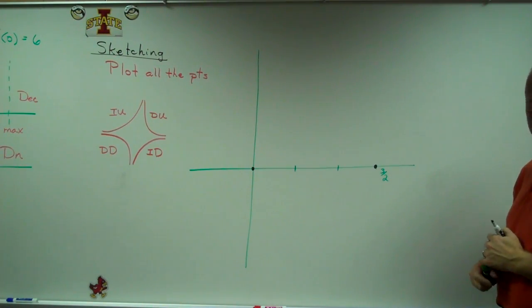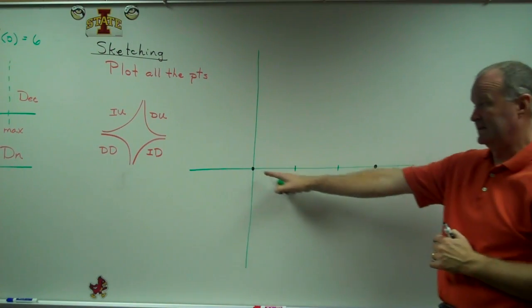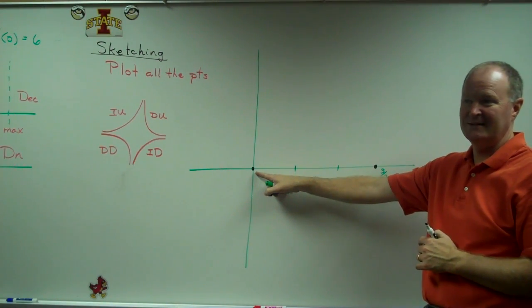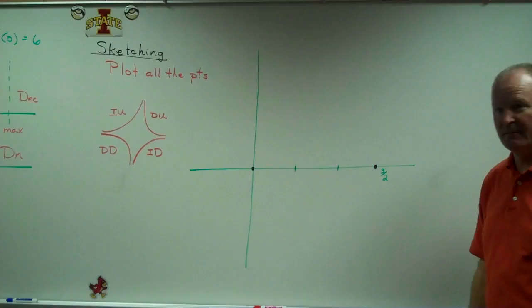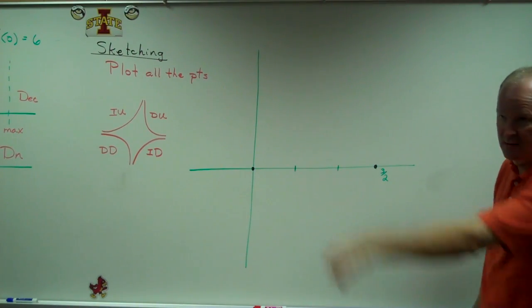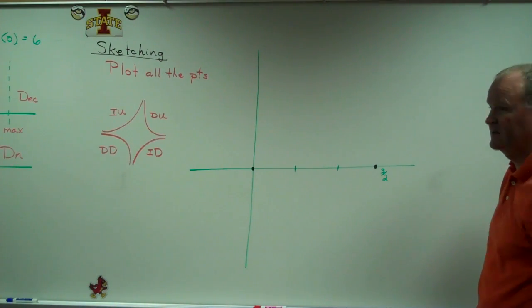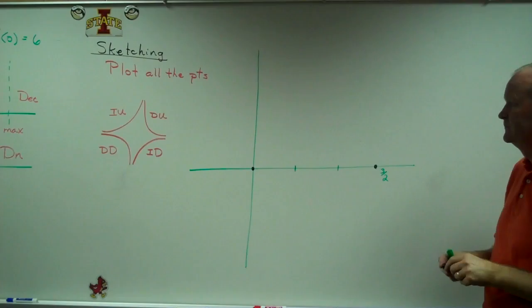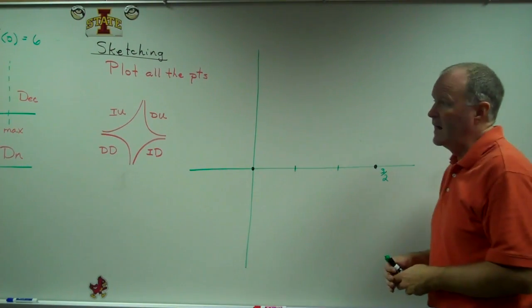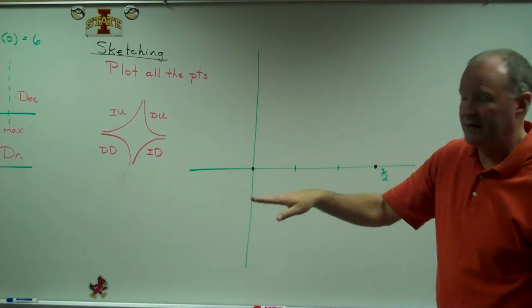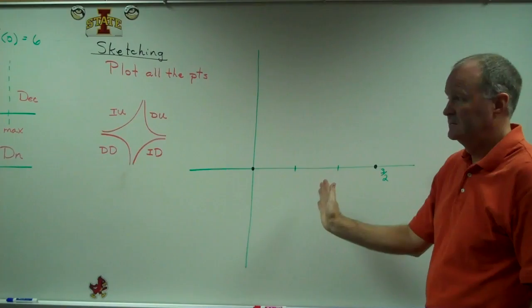A y-intercept. Hey, it's the same as the x-intercept. You only have how many y-intercepts? One. Only cross that y-axis once because we're doing functions. Next. Any vertical or horizontal asymptotes for this problem? No.